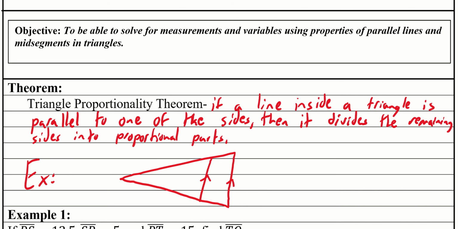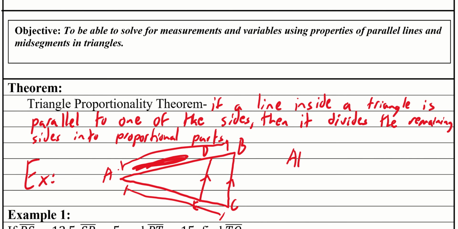Let's say these 2 lines are parallel. Okay, and I'm going to go ahead and label everything in this triangle as well. So let's say, for instance, A, B, and C. And then let's label the intersection points here, D and E. If this is the case, what it's saying is it's taking these remaining 2 sides here and dividing them into proportional parts. So what I can say here is AD, part of that side, over the rest of that side, DB, is always going to equal the same thing as the other side over here, AE, over the remaining piece, EC here. Okay, this is what the triangle proportionality theorem means.